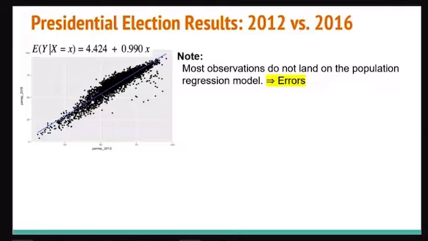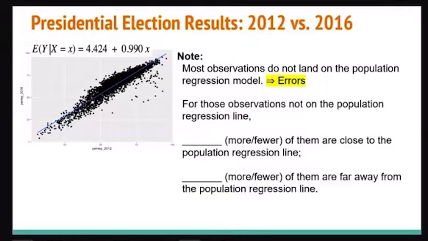Now I want us to answer this question. For those observations not on the regression line, dash of them are close to the regression line. If you take a look at this, most of them are close to the regression line. Then dash of them are far away. It's only a few. Do you see the few that are far away? When most of them are very close to the regression line, that confirms the strength of the relationship to be a very strong one. Does that make sense?